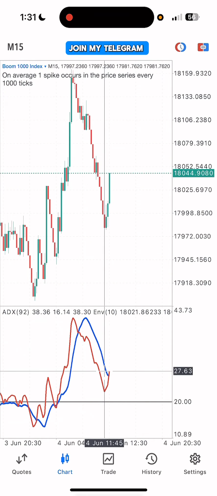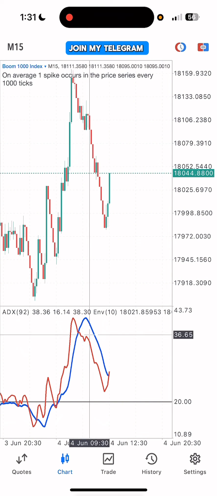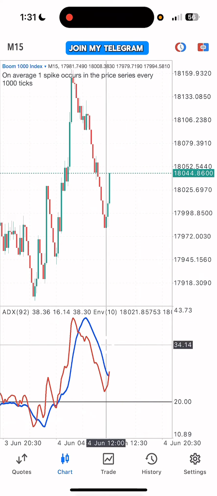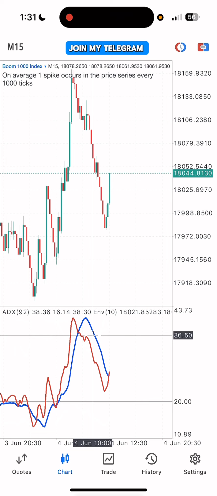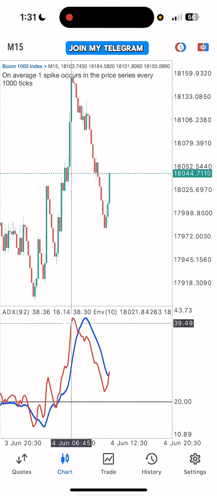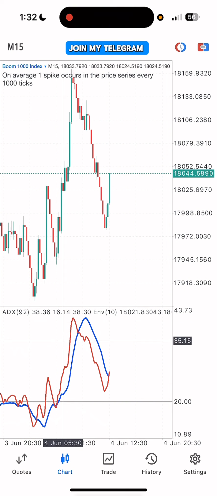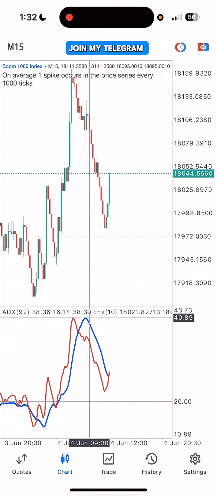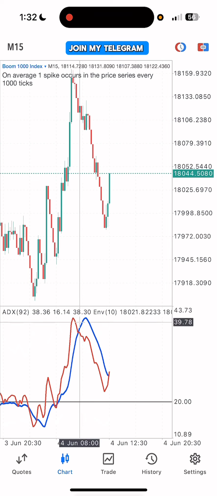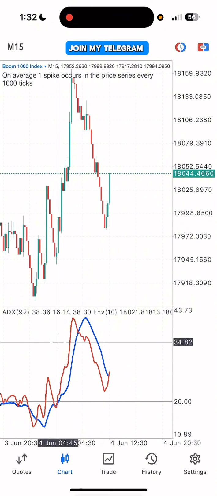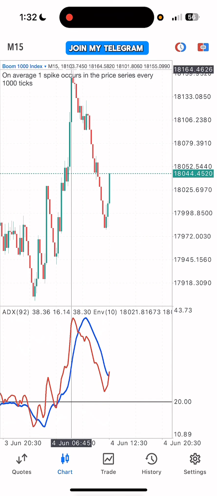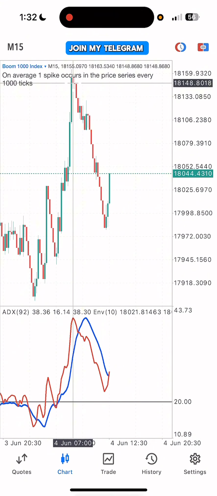As you can see right here, we have 2 lines, red and blue. The red line is the moving average. The blue lines are the envelope lines. Now at this point, when the moving average crosses above the level of 90, and at the same time the blue line, which is the envelope, crosses above the level of 90, almost at the level of 100 but just above the level of 90, at that point, you're going for a sell on Boom.